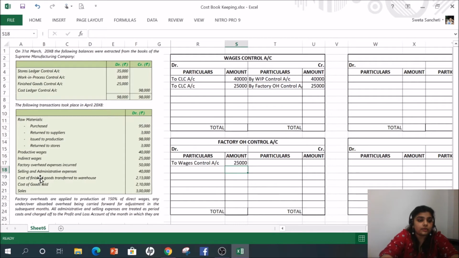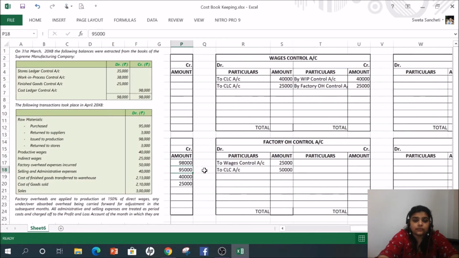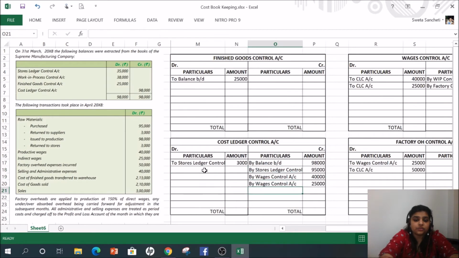Done. Let's go ahead. Factory overhead expenses incurred, that means expenses which are not related to material as well as labor. So that will be again incurred, means we'll have to make the payment to the creditors, that is CLC, either cash or creditors, it will go to CLC. That is equal to 50,000, and in my CLC cash spent, so by factory overhead control account, that is equal to 50,000.